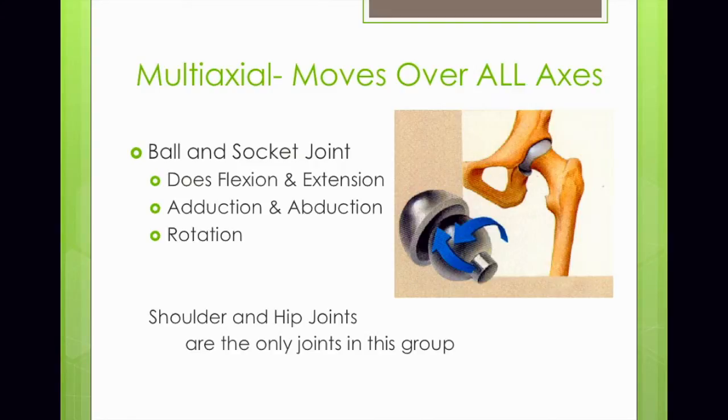Lastly, we have one multiaxial joint. The ball and socket joint can move around all axes. It allows for flexion and extension, adduction and abduction, and rotation. Your shoulder and hip joints are the only locations for this type of joint.